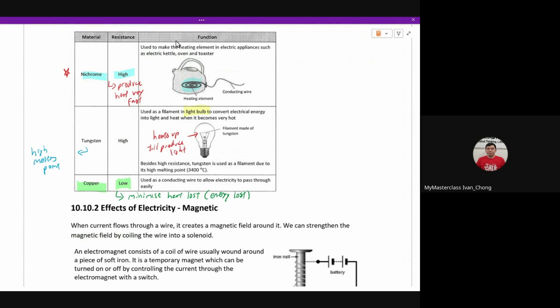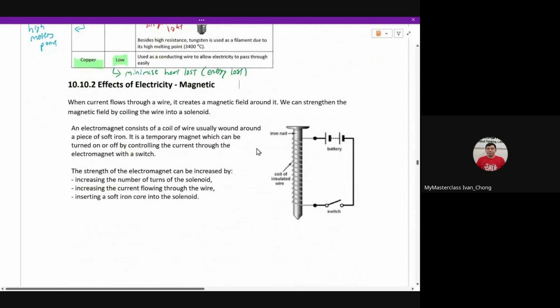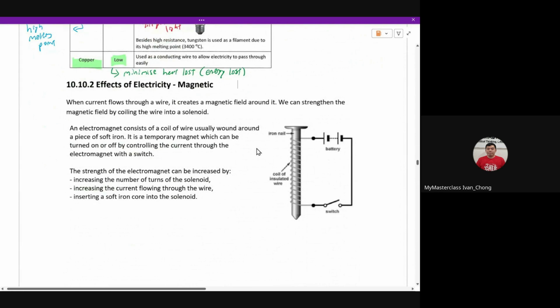Okay, now apart from light and heat, we can also use electricity to make magnets. One thing that's good to know is that when current flows through, you can produce a magnetic field. So basically you can imagine if current flows through here, it behaves like a magnet. So if you put this iron nail inside, the iron nail will become magnetized. So we can make it into a magnet by using electricity wrapped around it.